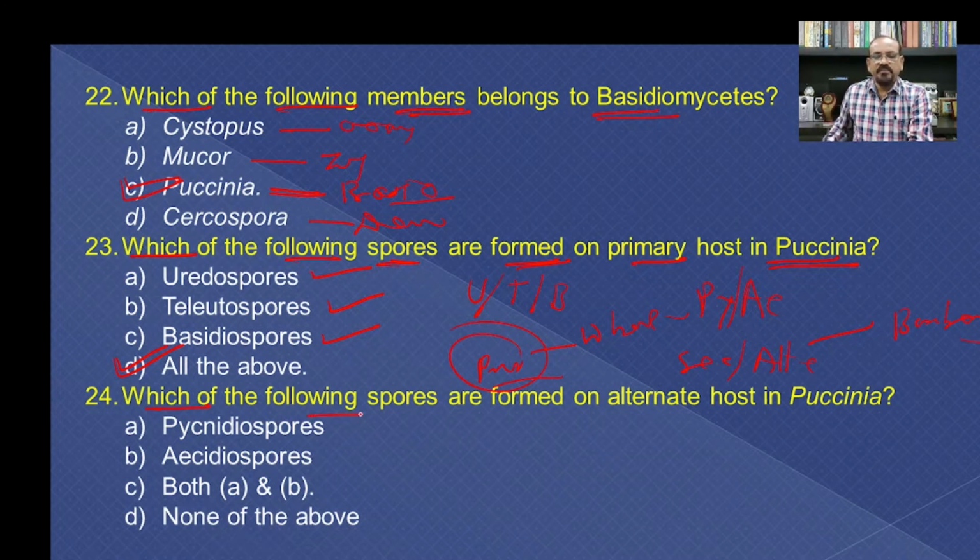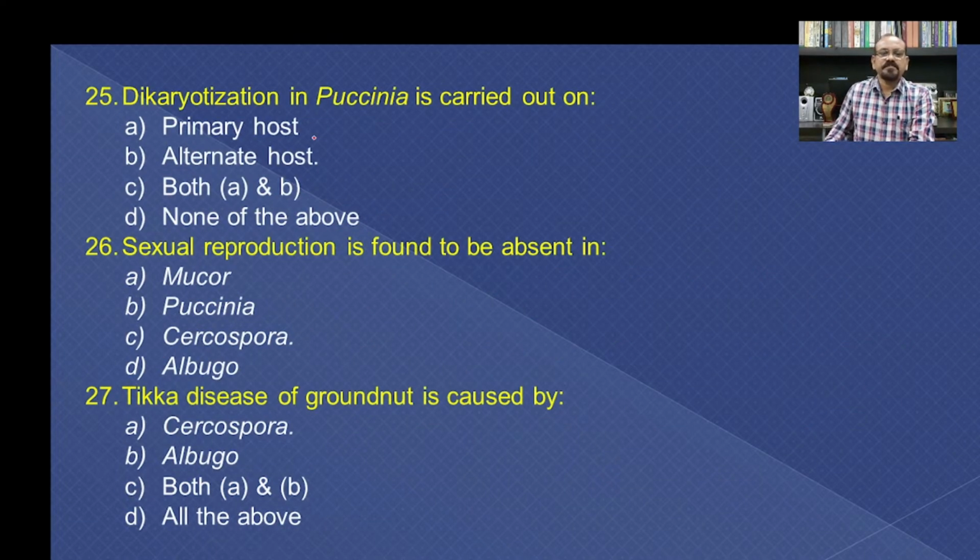Which of the following spores are formed on the alternate host in Puccinia? That is the pycniospores and the aeciospores, and hence both A and B become the answer for this question.